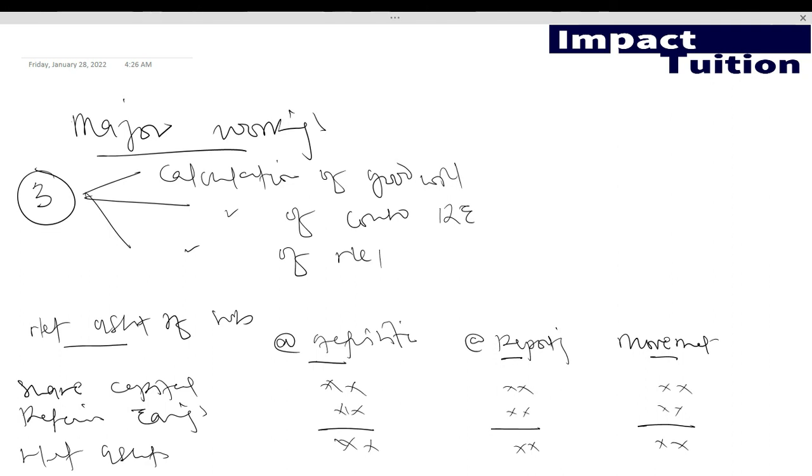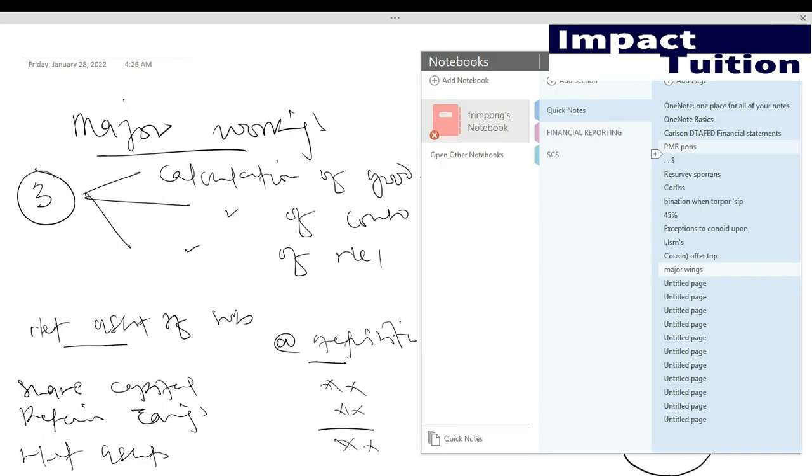Now this difference down here is the post-acquisition profit. Post-acquisition profit, which is shared between the parent and the non-controlling interest using their ownership percentages.